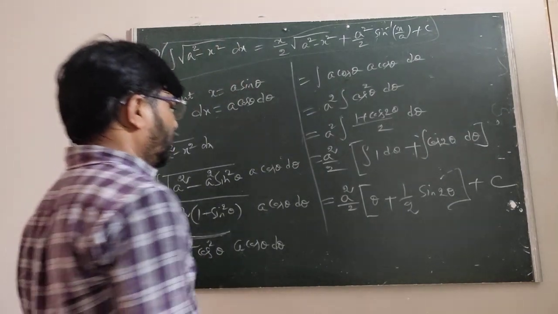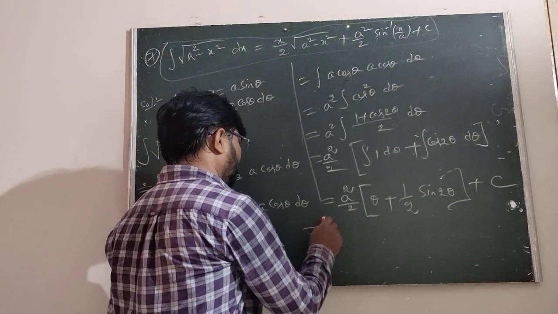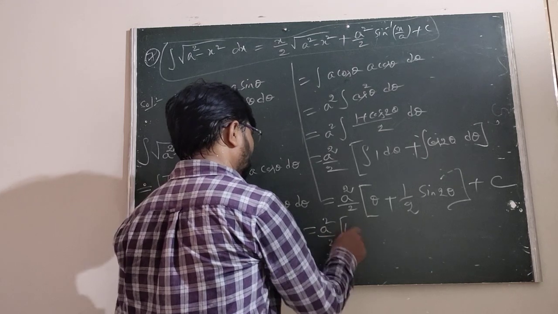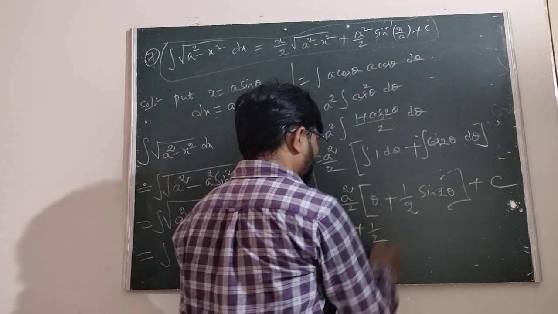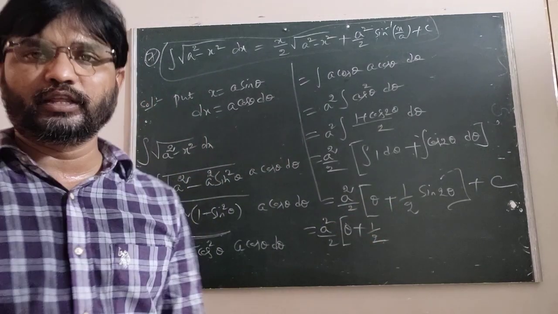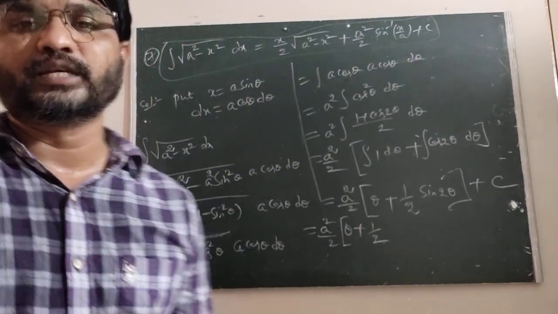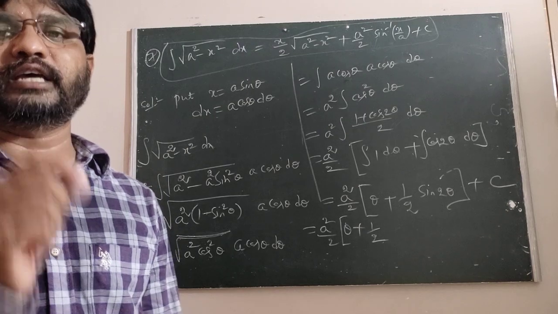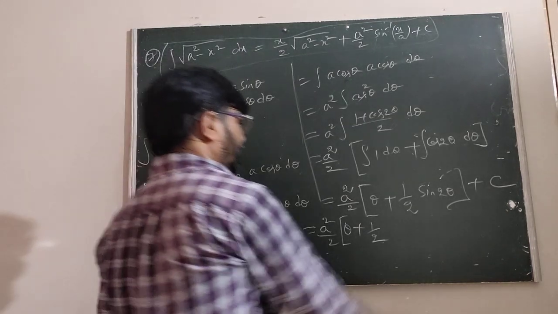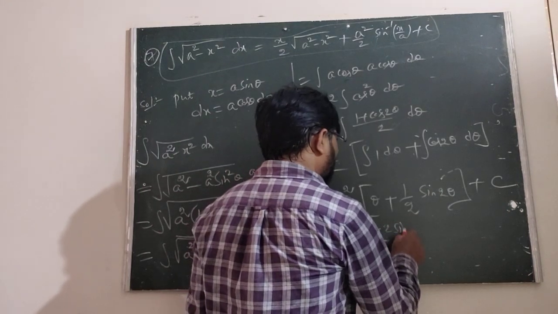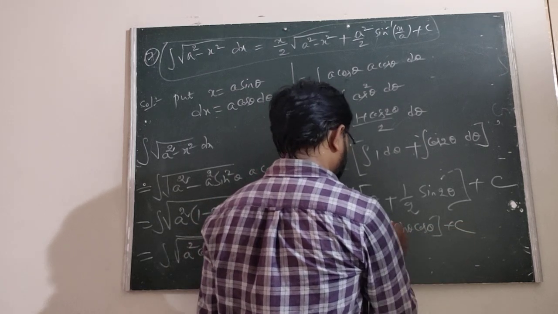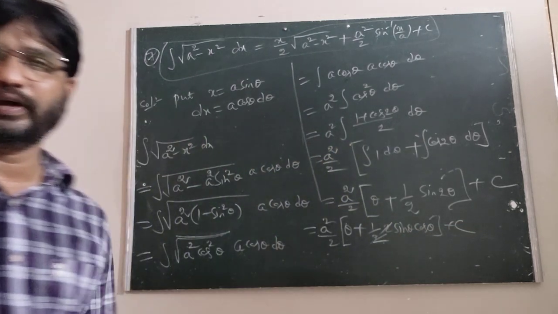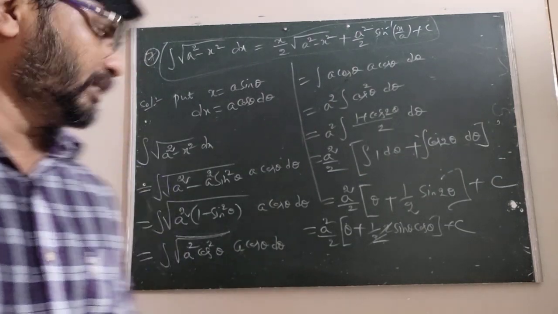After that, now we find a square by 2 theta. Next write 1 by 2 into sin 2 theta. We know that sin 2a is 2 sin a cos a. Therefore, sin 2 theta is 2 sin theta cos theta plus c. This is okay. Now we have to find theta, sin theta, cos theta.